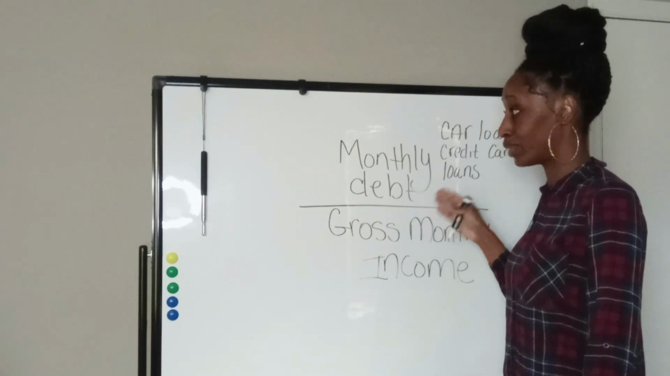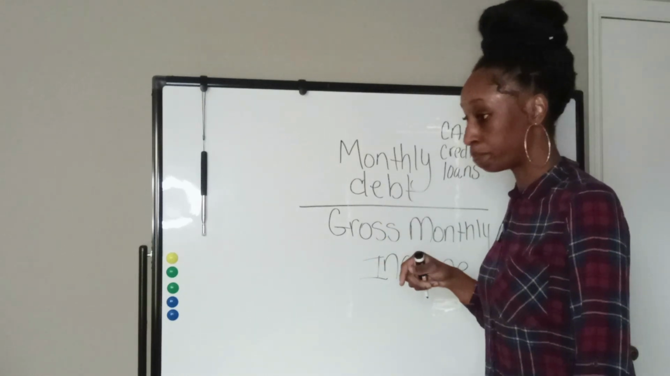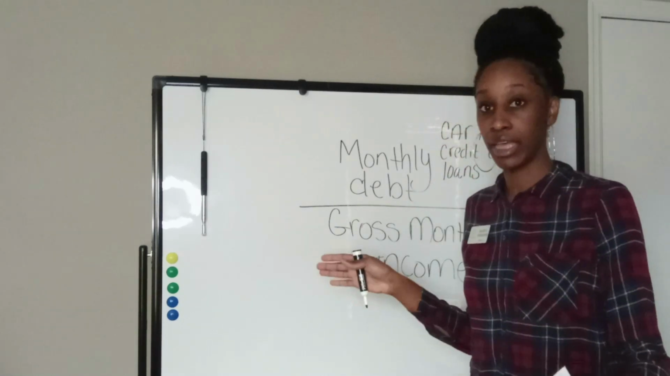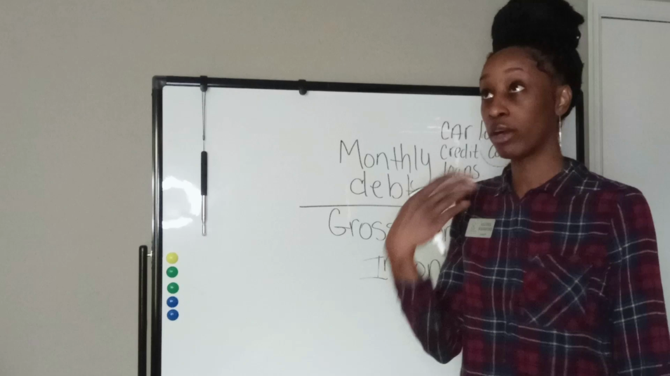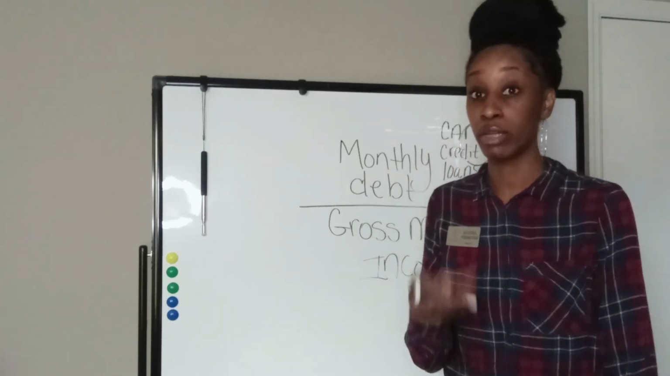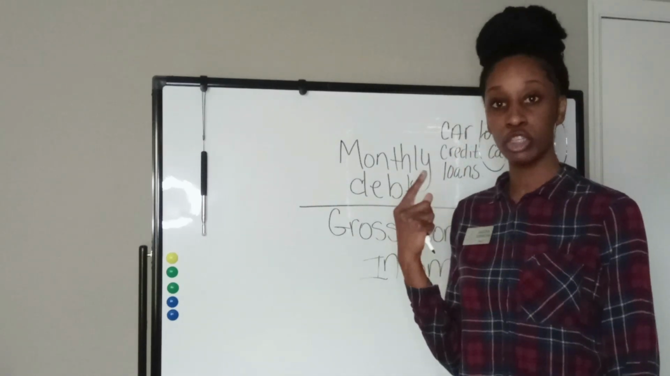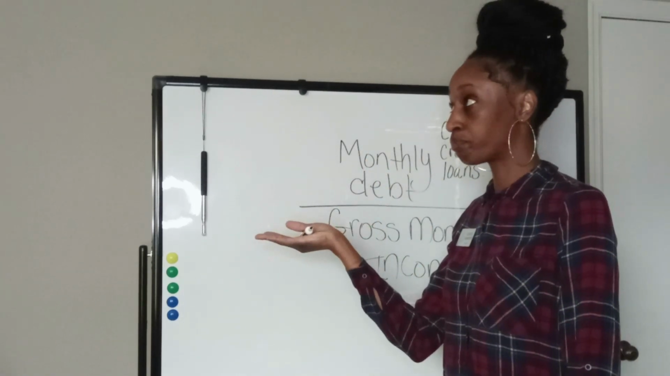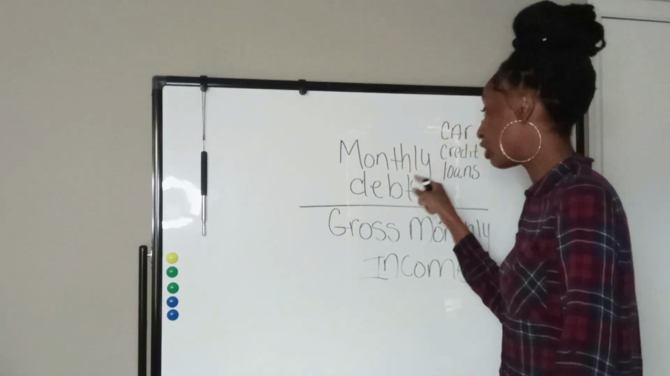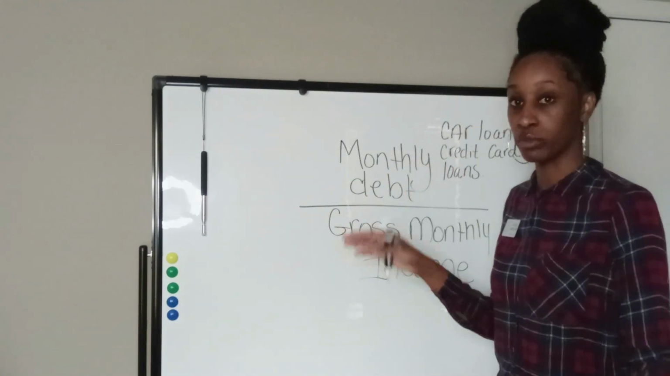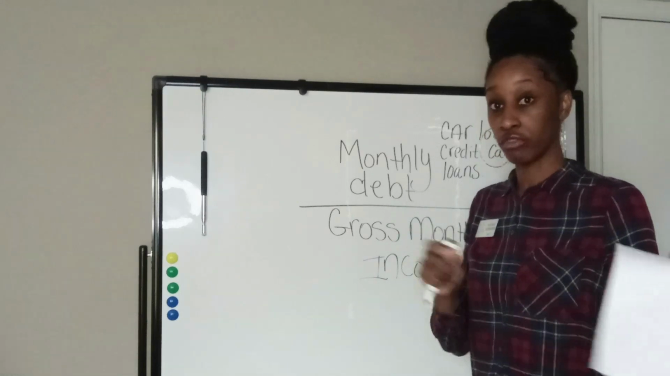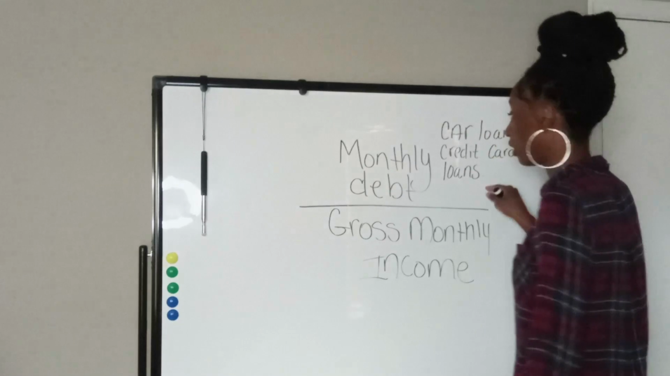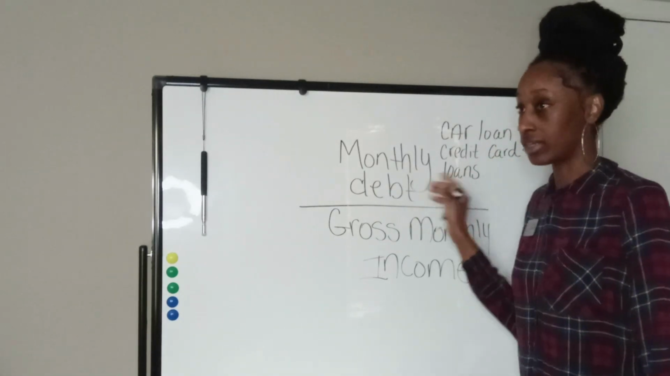The only time you would include that is, let's just say you've already purchased a property and you're currently living in it. So right now you have a mortgage, but now you're trying to obtain a second mortgage to purchase another property. Then you would include it in your monthly debt, because you're still responsible for your first mortgage, and that debt will not go away.